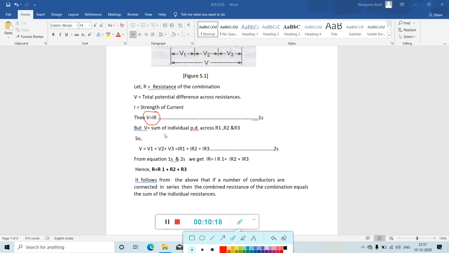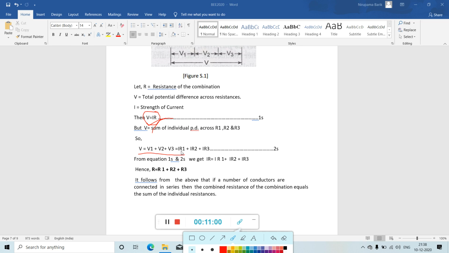V is equal to I into R, and here V is the sum of the individual potential differences across R1, R2, R3. So we can write V is equal to V1 plus V2 plus V3. This is the equation of the sum of the individual potential differences. And V is equal to IR is written here according to Ohm's law. So V1 means the voltage, or potential difference, or voltage drop across the conductor AB.